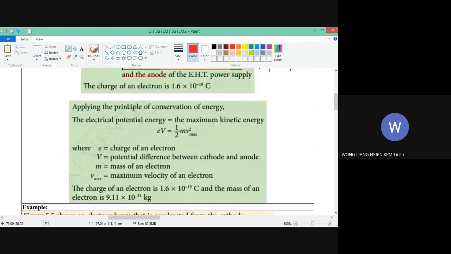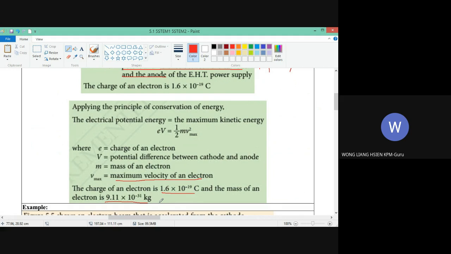Applying the principle of conservation of energy, the electrical potential energy equals the maximum kinetic energy. So we can write eV equals half m v max squared. Here it's written v max, that means the maximum velocity of the electron. The charge of the electron and the mass of the electron are constant numbers, fixed numbers.